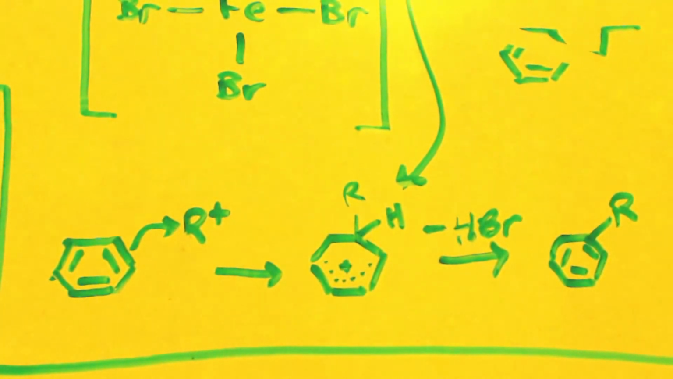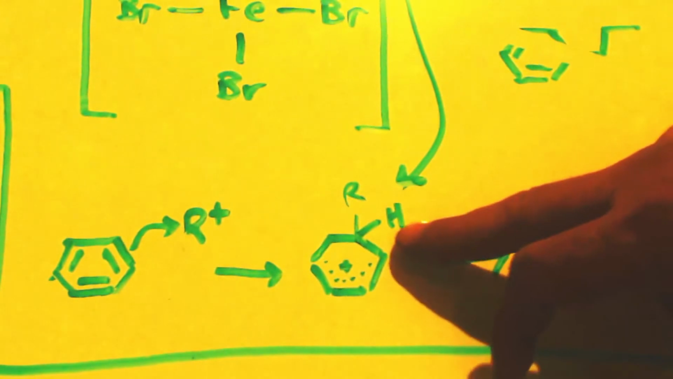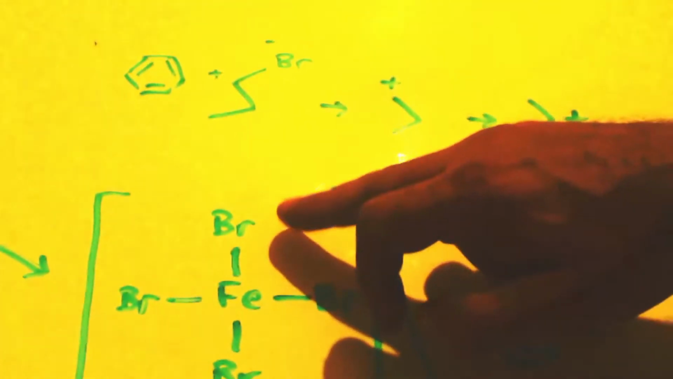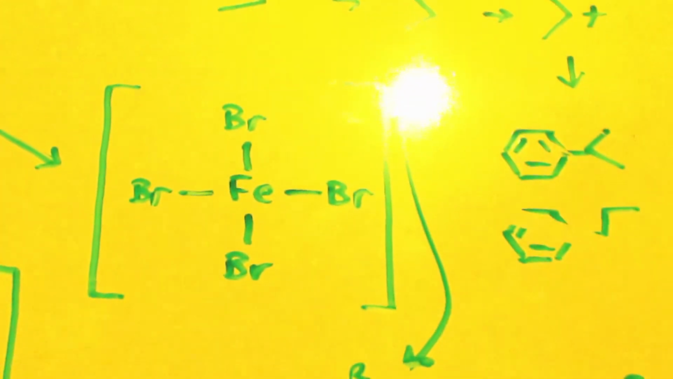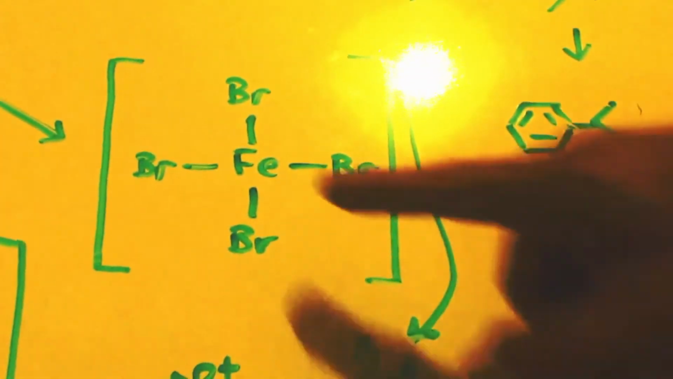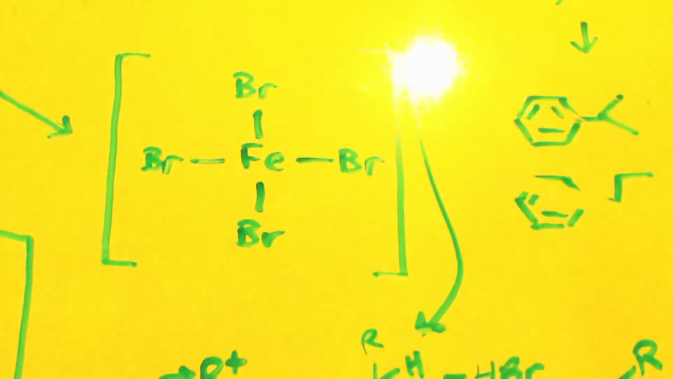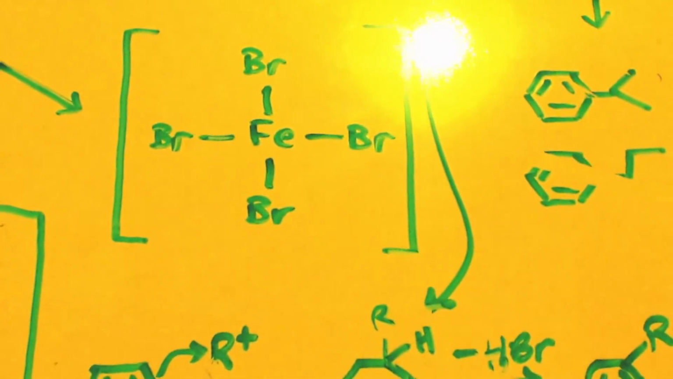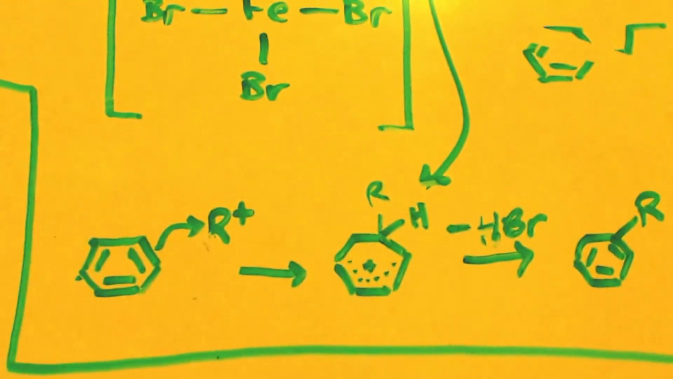Now in the process, you make HBr, right? Because you took a proton off the H here, and one of these bromides comes off. If you remember, you started out with iron tribromide. So when this bromide comes off, you just made your catalyst again. Your catalyst has been reformed, and that's why you don't need that much catalyst.